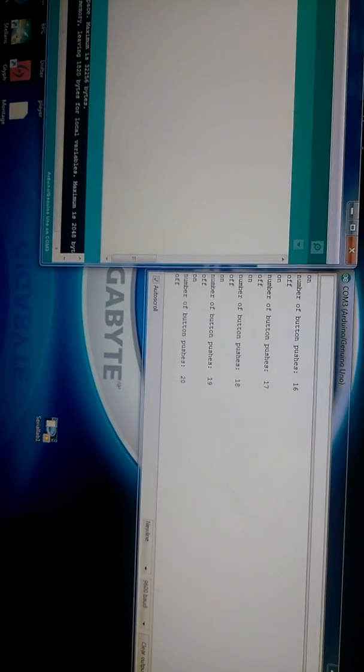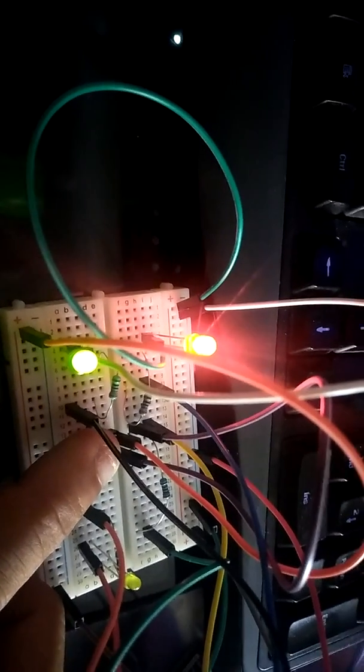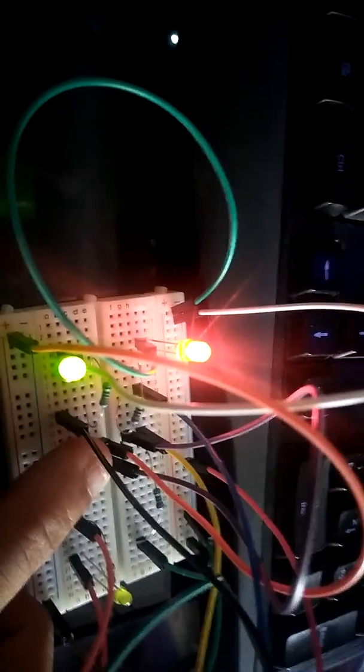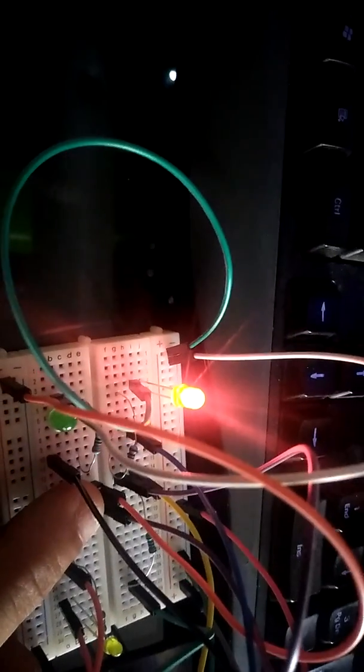Let's go to 20. Yeah, we're at 20 right there. Since it's a count of 5, the red light turns on, and since it's 15 and 5 is what it is. Let's go for 30 or 25. And the 5 light comes on because it's a count of 5.